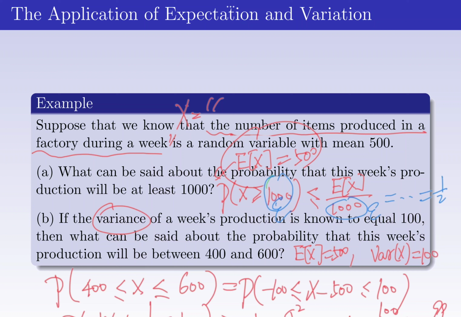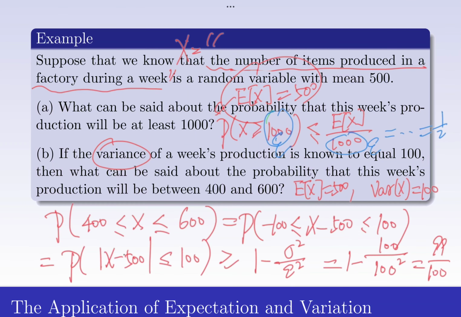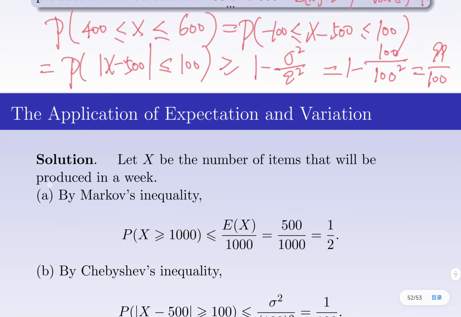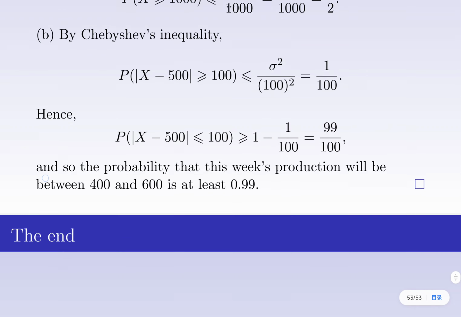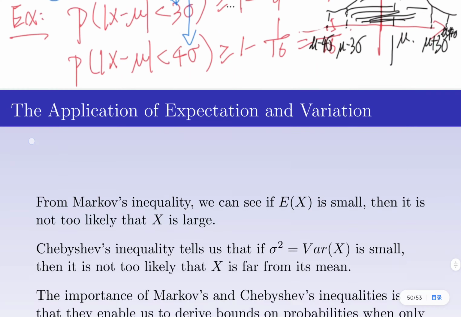So we know that the number of items produced in a factory during a week is a random variable with mean. What can be said about the probability that this week's production will be at least some value? If the variance is known, then what can be said about the probability? It's just something to be able to do with Chebyshev, and this is the application. Okay, thank you very much.